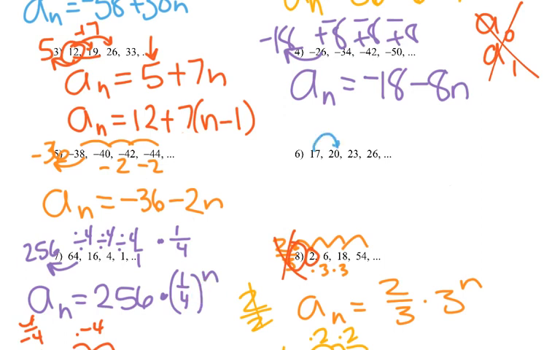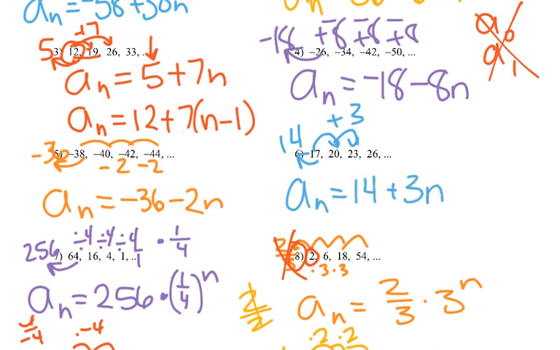Number 6, 17 to 20 to 23. We are adding 3 each time. Going backwards, that would have a start at 14. So a sub n equals 14 plus 3, and 3 is repeated, so we times it by n. All right? So that's with our sequences.